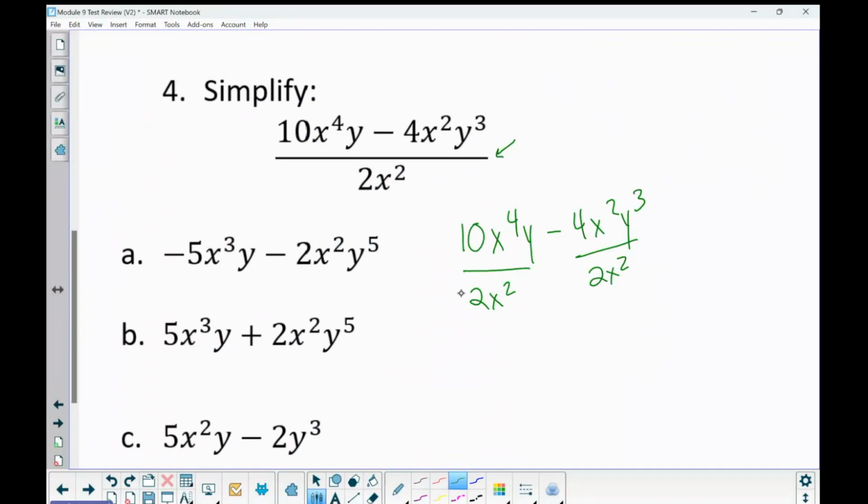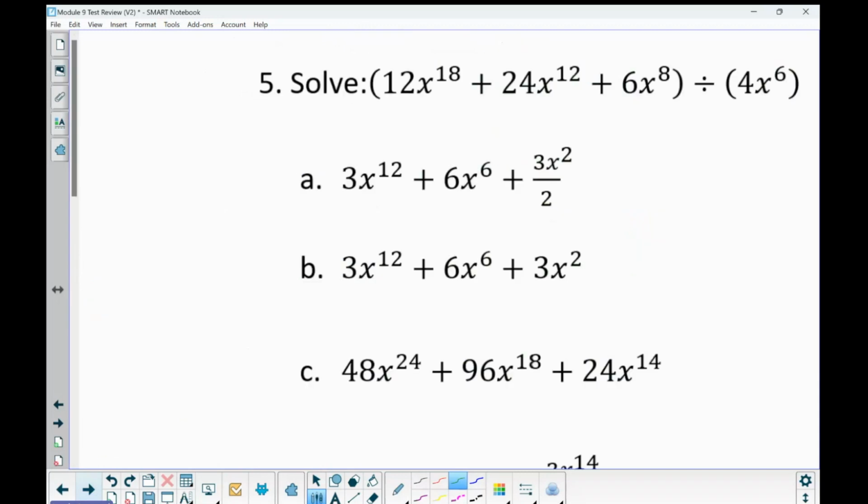We've got 10 divided by 2 is 5. We have 4 x's on top, 2 on the bottom. 4 minus 2 is going to give me x squared. I have 1 y on top and none on the bottom, so that's as if I'm doing 1 minus 0, which is still 1 y. And we move on to the next term. We have negative 4 divided by 2, which is negative 2. 2 x's on top, 2 on the bottom, they cancel out. I have no y's on the bottom, so I'm left with y cubed. And that is going to give me c.